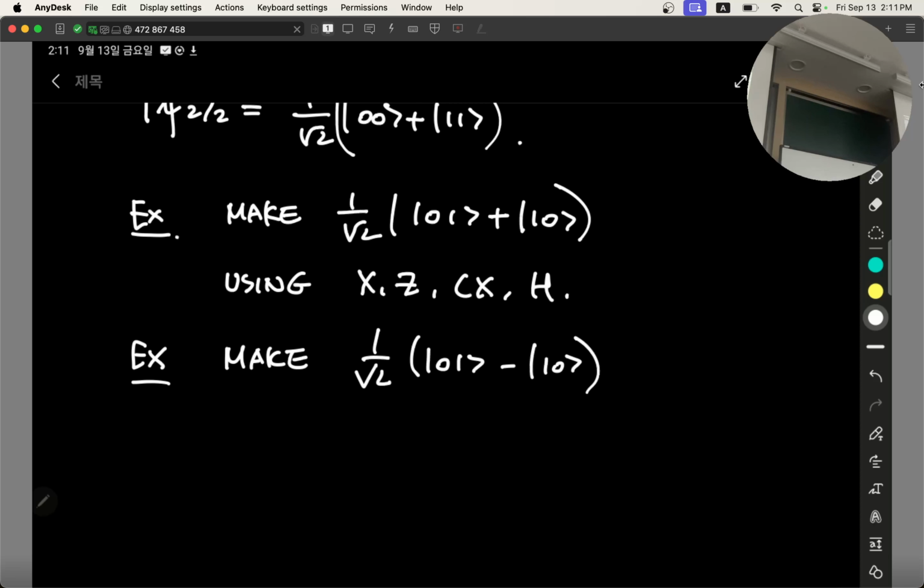Minus. 0, 1. Where did you apply it? Z. It's hard to compute here. How about the code? Can you see the code? Can you press this? Press this. No, not that one.